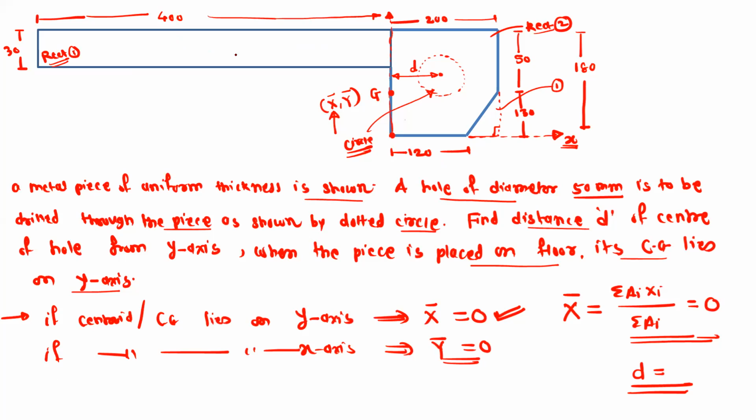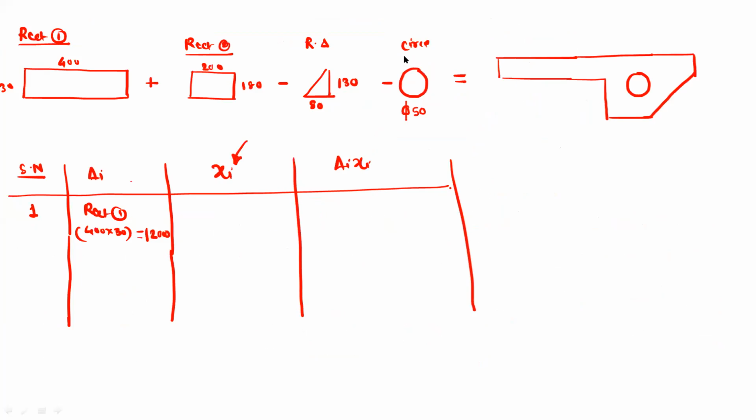So this is rectangle 1. This is the geometrical center, that is the centroid for rectangle 1, that is G1. We are only interested in the x coordinate, so measure this distance with respect to the y-axis. If you observe, the total length is 400, so this x coordinate will be at 200 distance, and it is on the negative x side. So xi for the first area is minus 200.